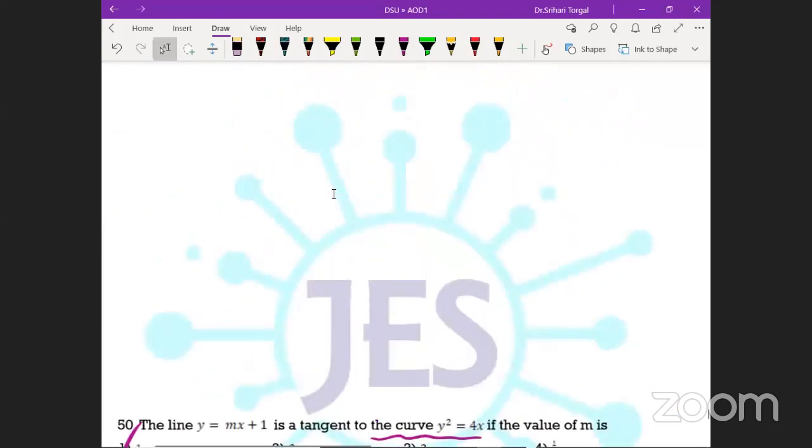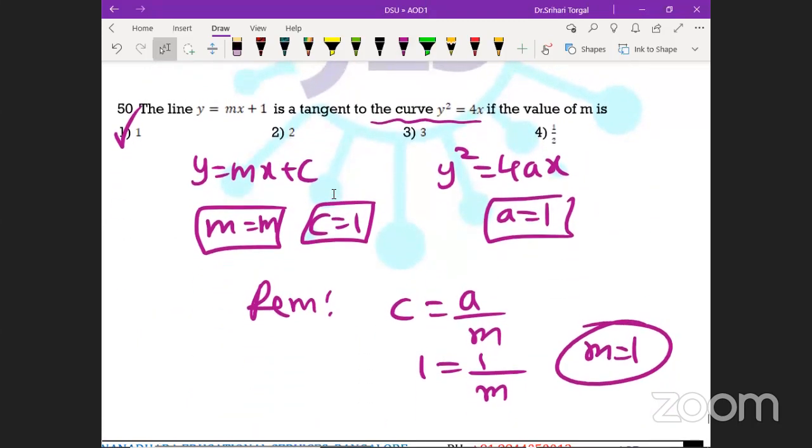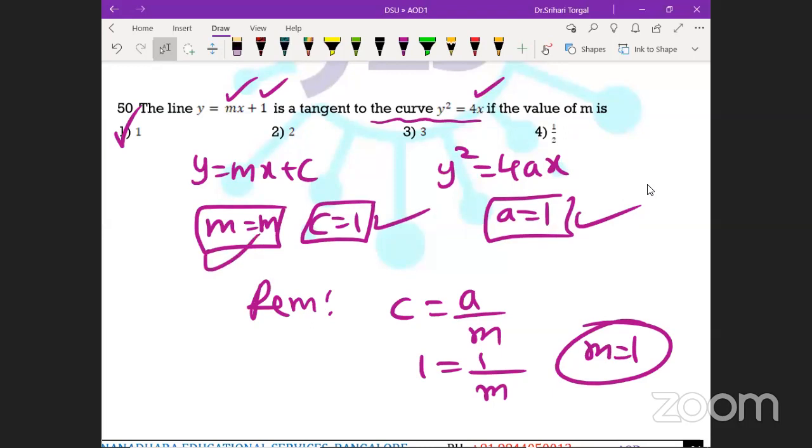Is that okay now? Yeah, I can repeat that once. You have to find out the value of m and c and a. Calculate like this. m value is m only. And remember this formula whenever a line touches the parabola: c is equal to a by m. You have to find the value of m and c, then you can substitute here. You will get the value of m directly.